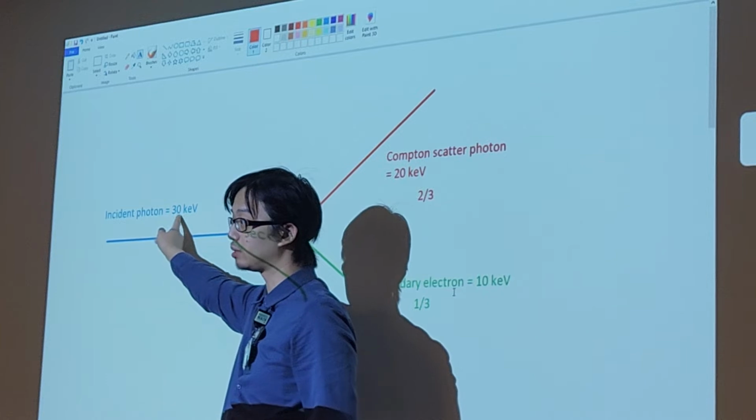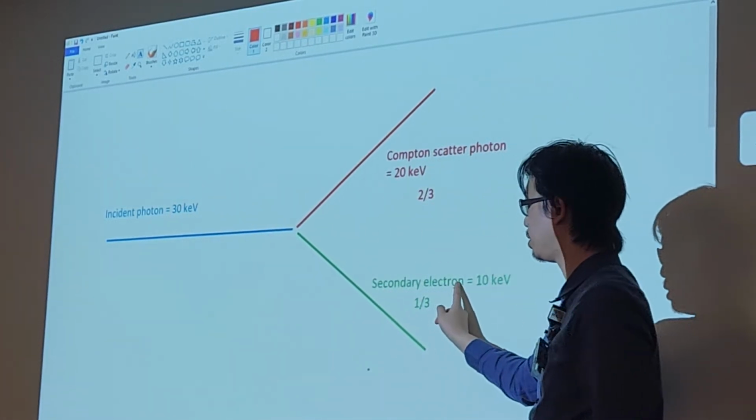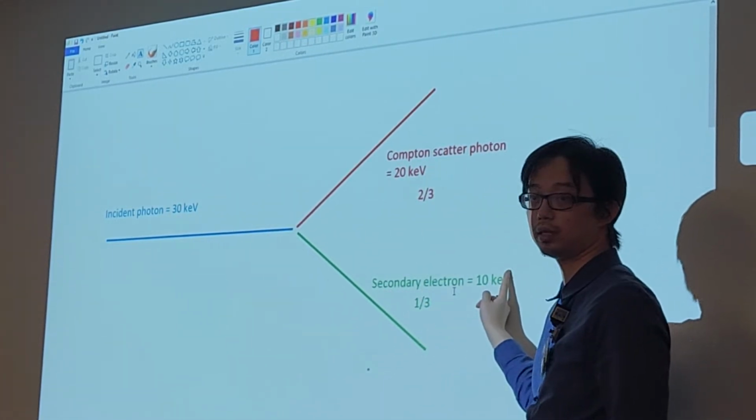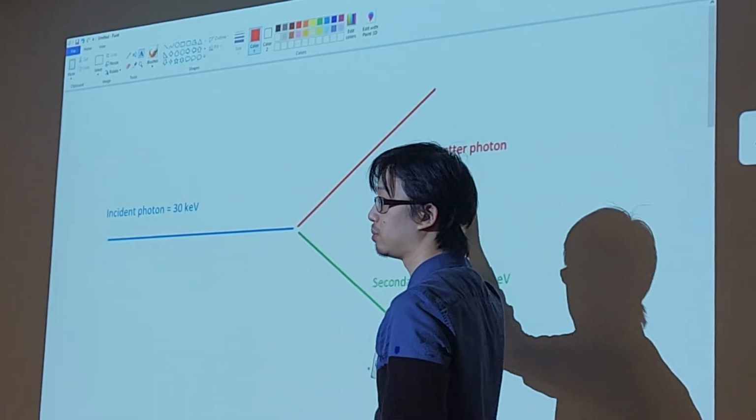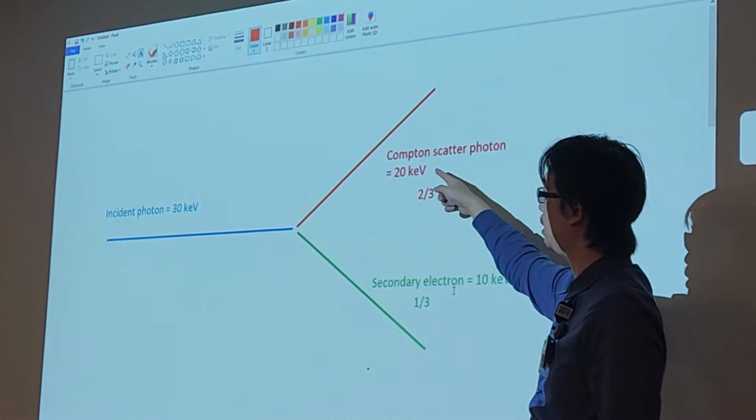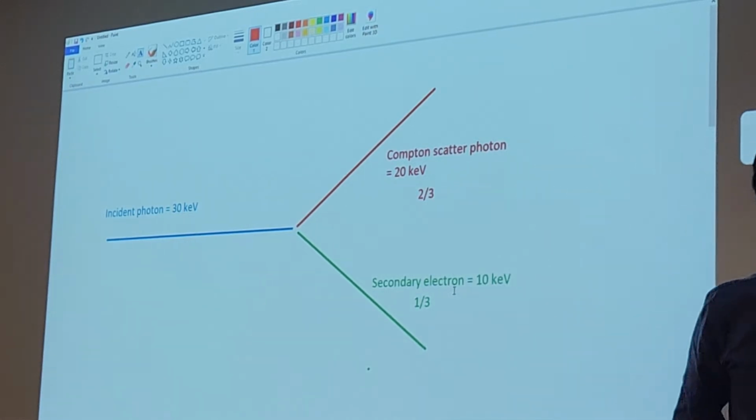Incoming, this is all the energy. One third of it goes to the electron, so it gives it 10 keV. It keeps two thirds of the energy, so when it scatters, it still has 20 keV. That's all that's going on here.